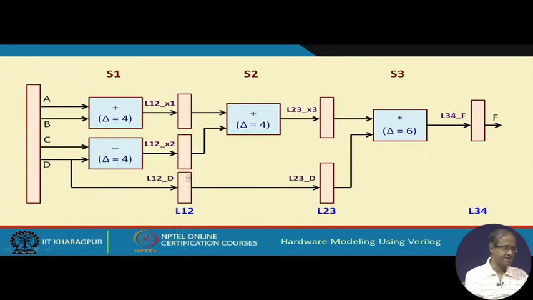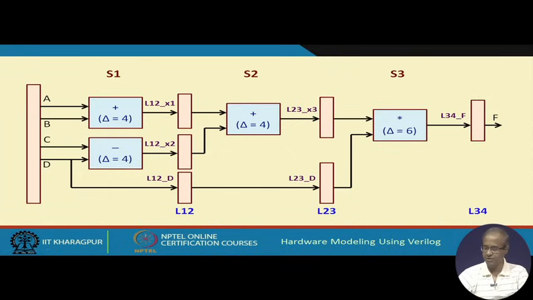Now, these 3 latches taken together we call L12. These 2 taken together we call L23, and this is L34. So, this is our pipeline diagram which we want to code in Verilog. When we code in Verilog we need to remember the names of these variables, L1 to x1, L1 to x2, L1 to D, because these are the variables we have to generate. All these latches are storage elements that need to be assigned values in synchronism with some clock.